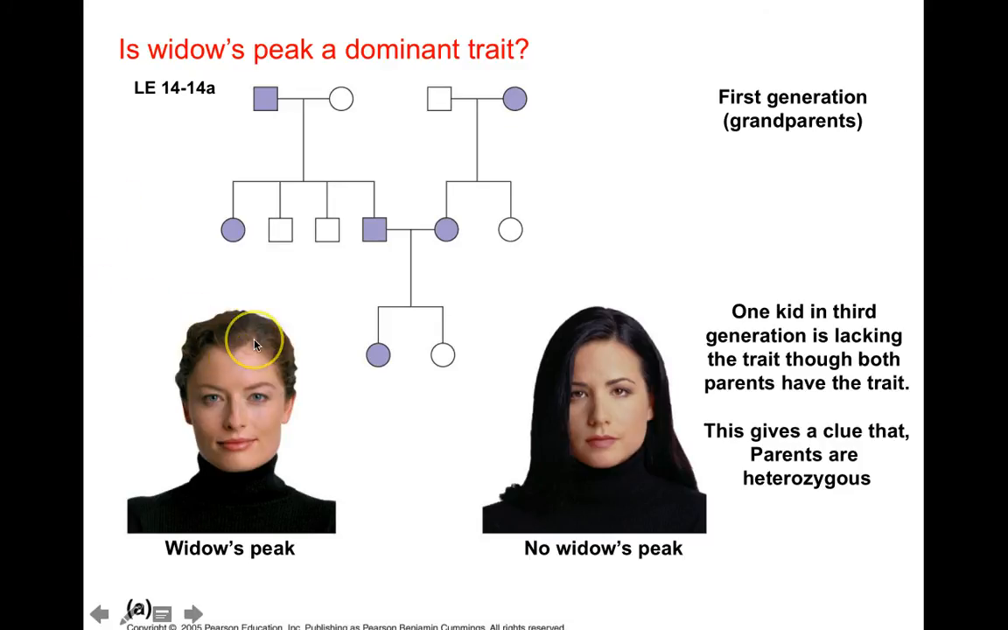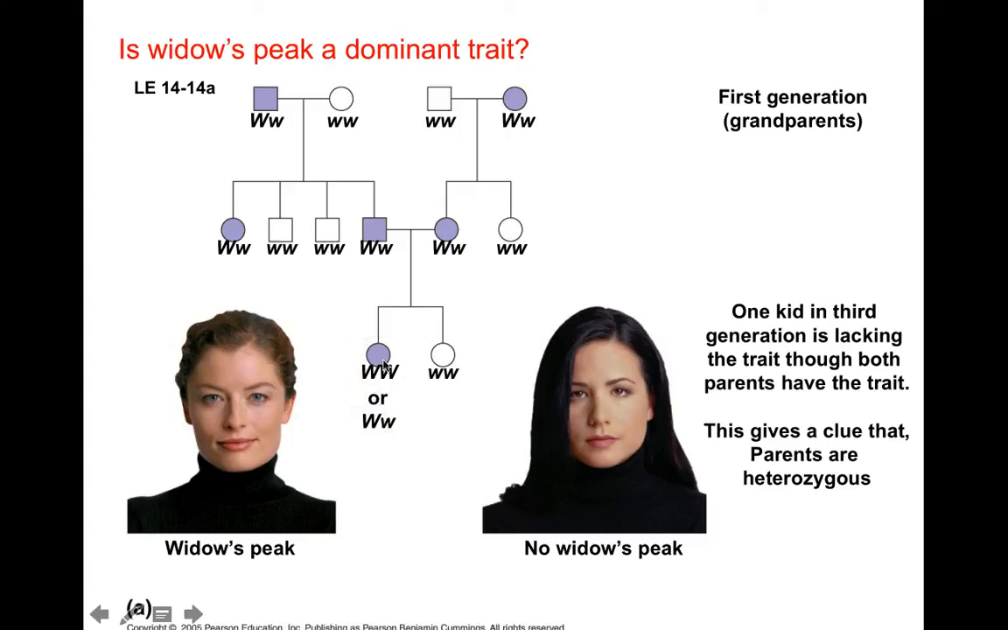This kind of hairline is called widow's peak, and a round hairline is called no widow's peak. So you want to know whether widow's peak is dominant or not. All you have to do is observe the trait, whether you have it or you do not have it, and whether your parents, sisters and brothers, and grandparents have the trait or do not have the trait. So make a flow chart like this, and then simply start filling it up.